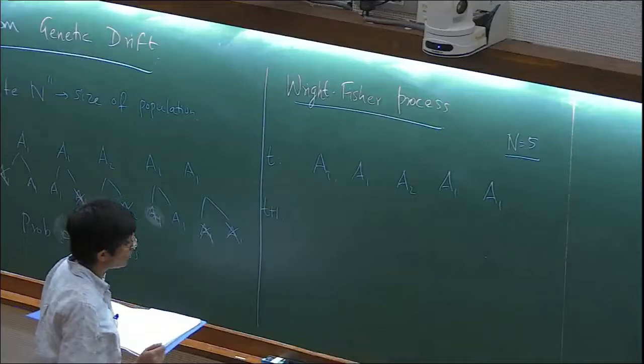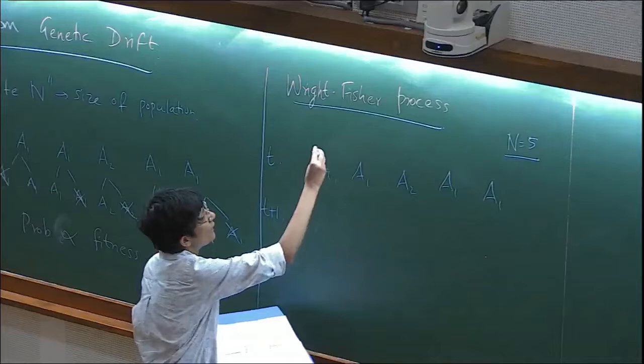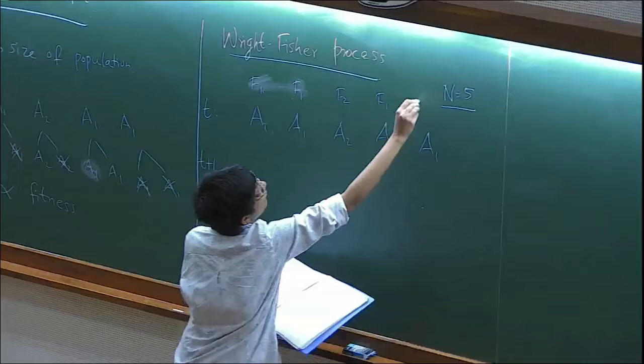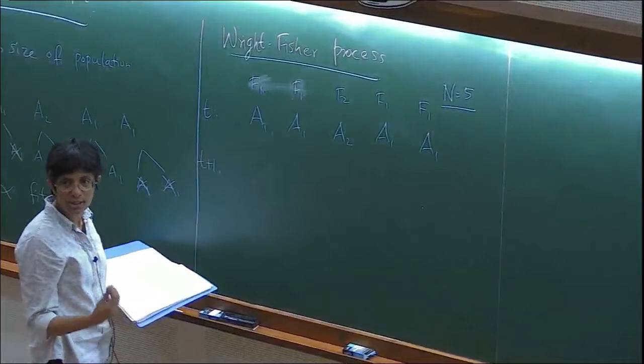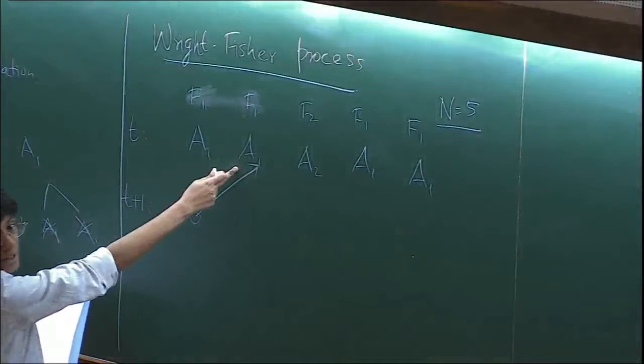What I'll do is, I'll say this is my offspring generation. This offspring could have any of these as a parent, right? Let's say the fitness of this A1 is W1. I'm using different symbols, like yesterday, F1, F2. Any of these could be a parent. It will choose a parent with a probability proportional to the fitness of the parent. So this guy chooses this A1 to be a parent with a probability proportional to.